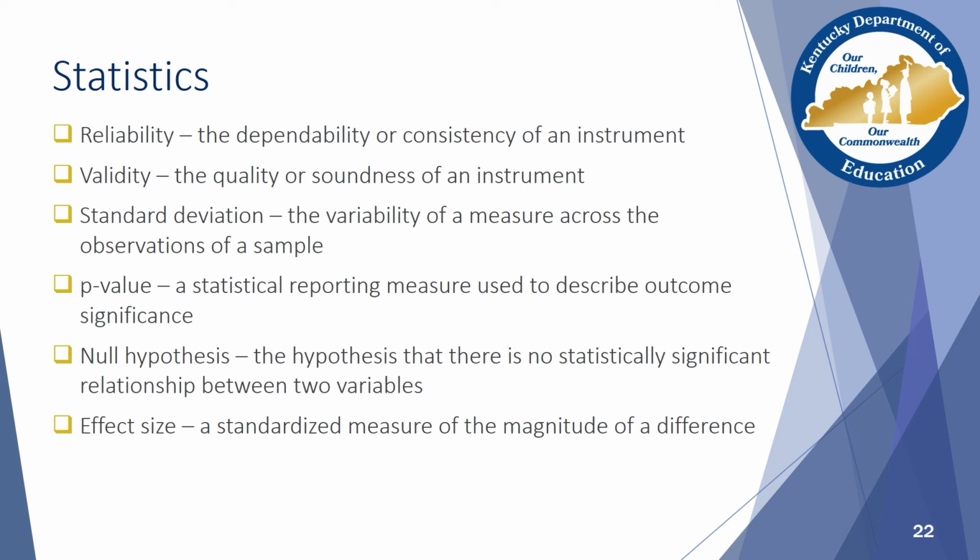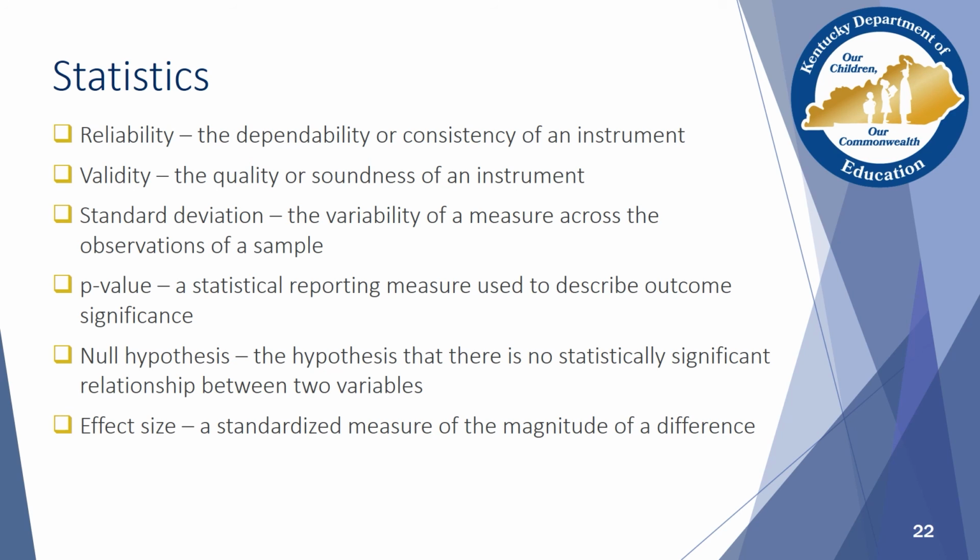The p-value is a statistical reporting measure used to describe outcome significance. The relationship between two variables is said to be significant if p is less than 0.05. An outcome with a p-value of less than 0.05 is said to reject the null hypothesis, or the hypothesis that no relationship exists between the two variables.